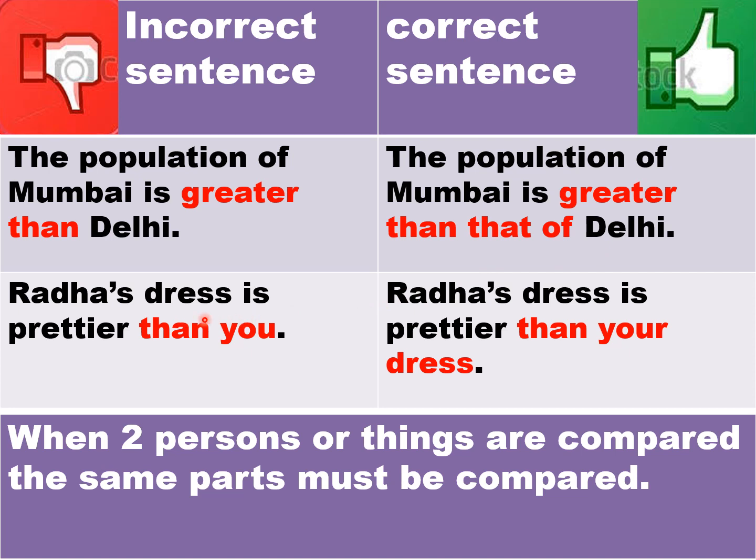Moving on to the next example. Radha's dress is prettier than you. Here we are comparing the dresses of Radha and another person. So the answer is Radha's dress is prettier than your dress.